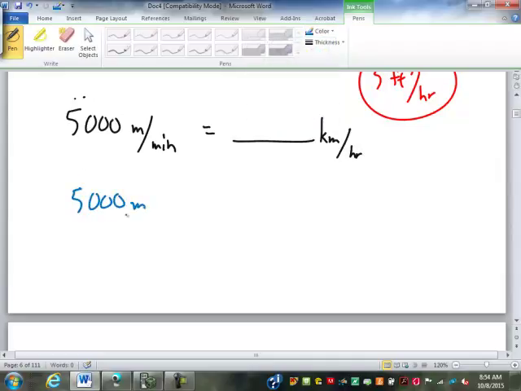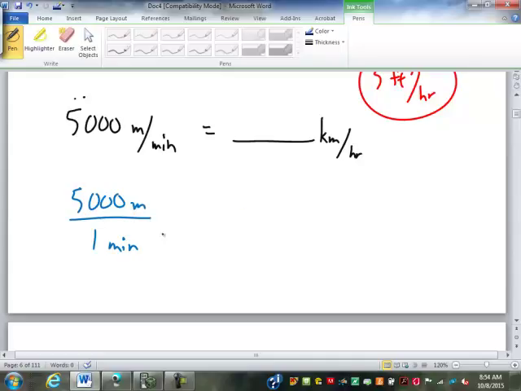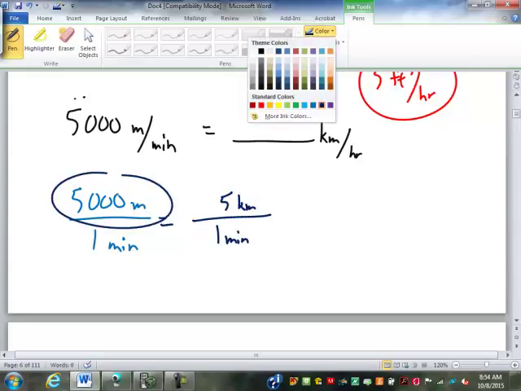500 meters over 1 minute. I have to convert the meters into kilometers. I don't need a conversion factor for that, I'm just moving my decimal point. 5,000 meters is 5 kilometers. So I'm just going to change the 5,000 meters into kilometers and rewrite the fraction.